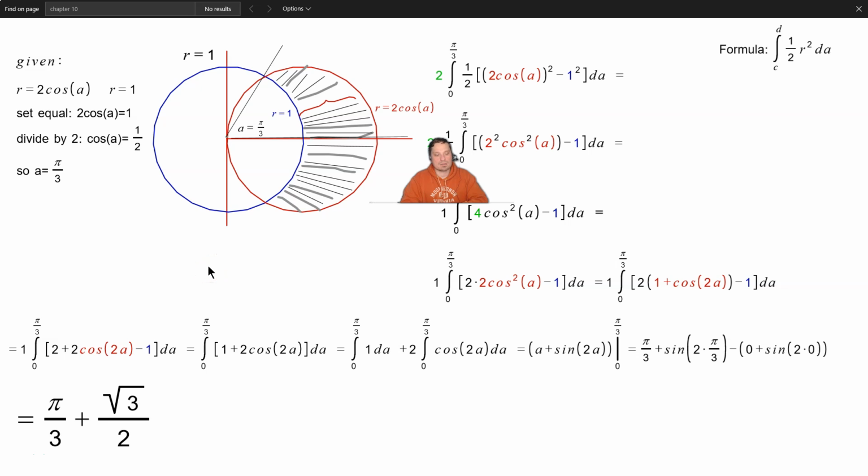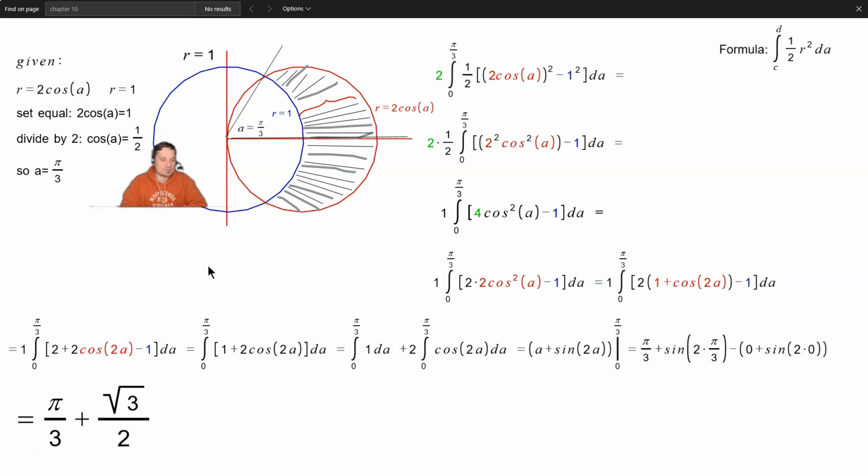Welcome, in this one we're going to take a look at finding the area in the context of integration using polar coordinates. So here what I have is the following. Let me go through this a little bit. Given is that r equals 2 cosine a, where a is the angle, and then r equals 1. I'm not going to show you the detail of sketching these out, I'll just show you the final pictures.